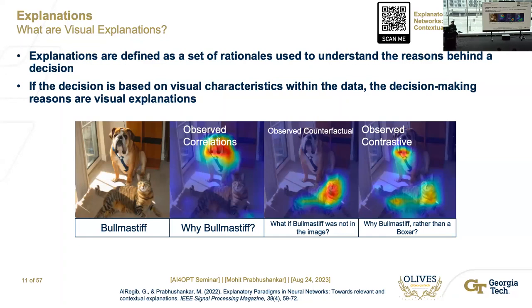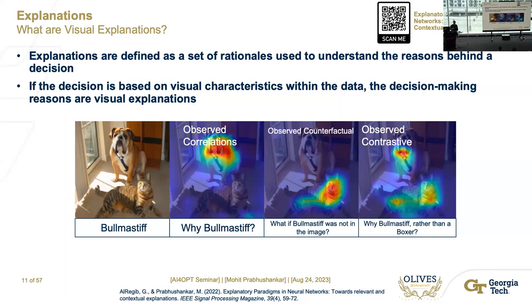The contrastive basically is why bull mastiff rather than a boxer. So if I ask this kind of a question, it needs to show that the jowls of the bull mastiff are a little bit more prominent than those of a boxer, and that is why the network has not made that particular decision. Again, these are all questions that I can ask a neural network from an explainability perspective.